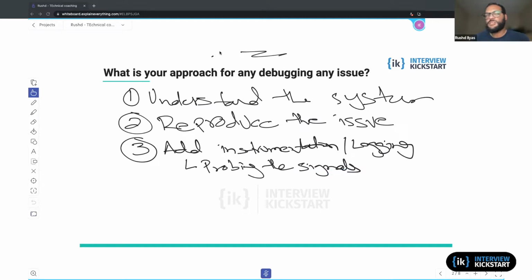And in some systems, it's possible that you don't even have access to the signals. In that scenario, what is usually helpful is having the logs. That's another thing that's usually very helpful.